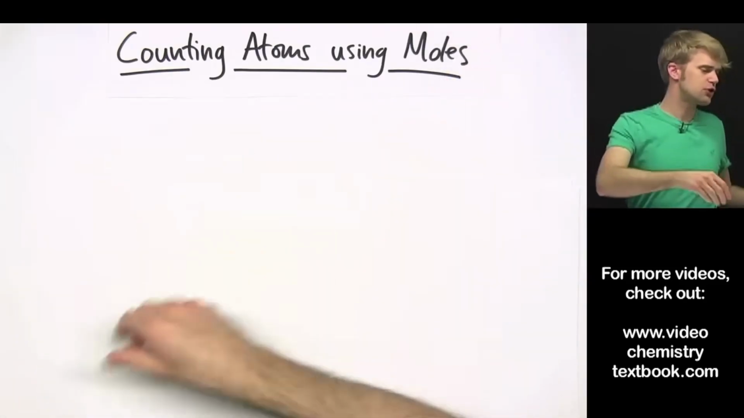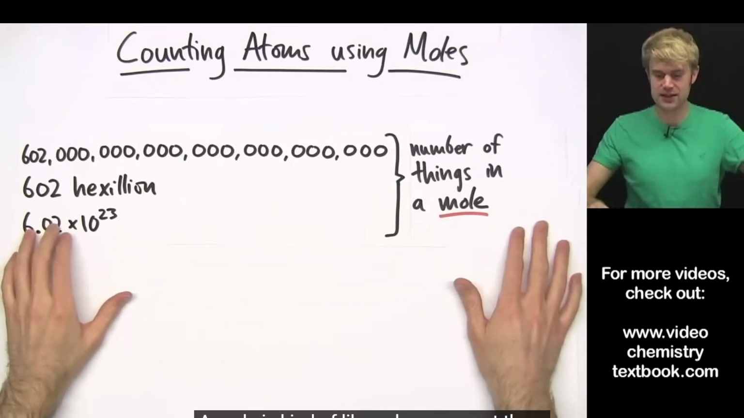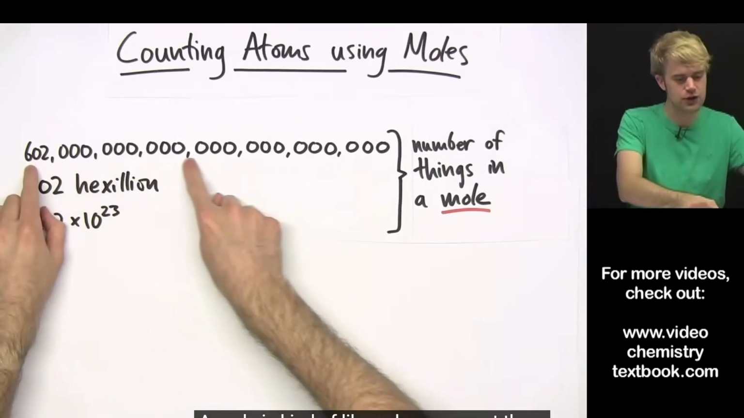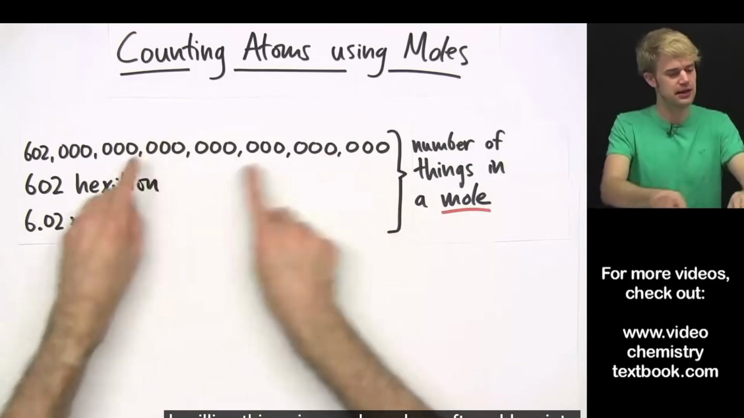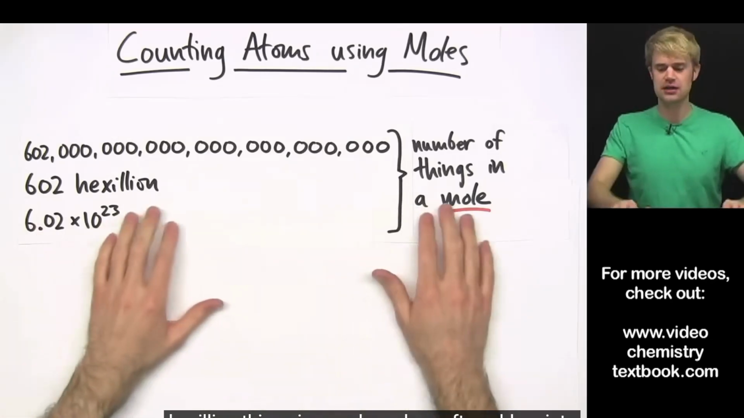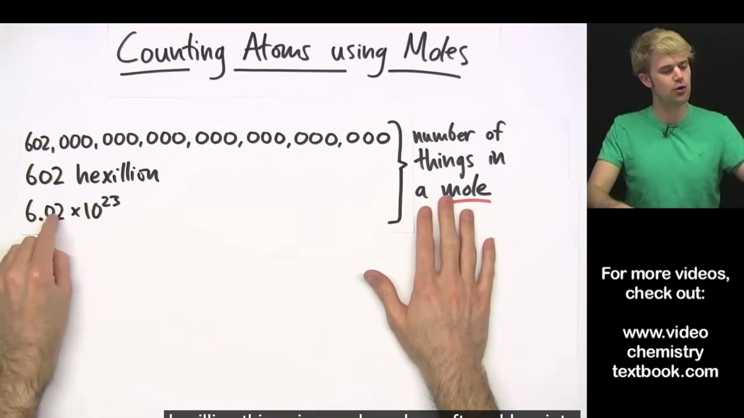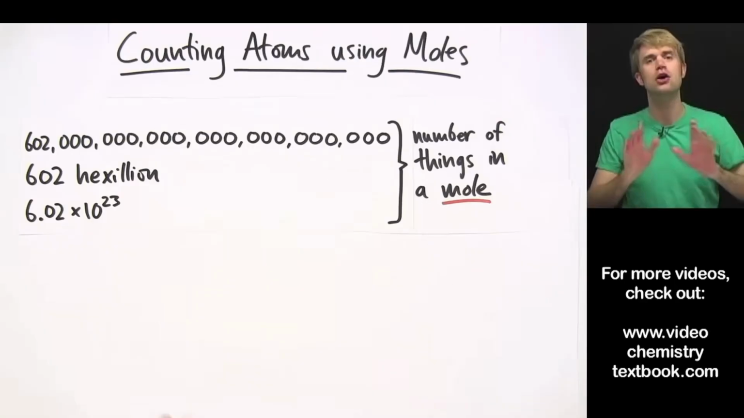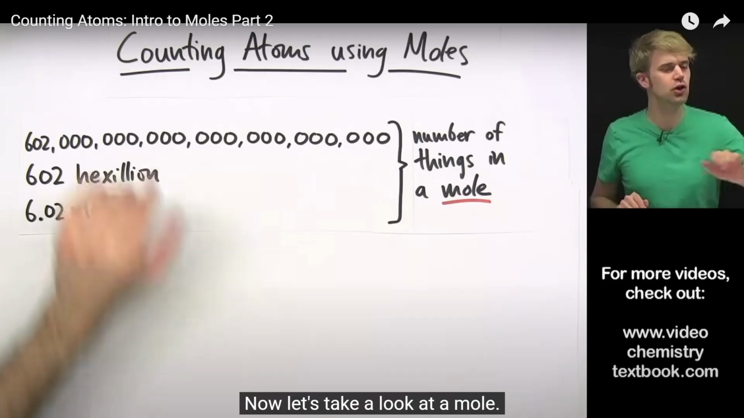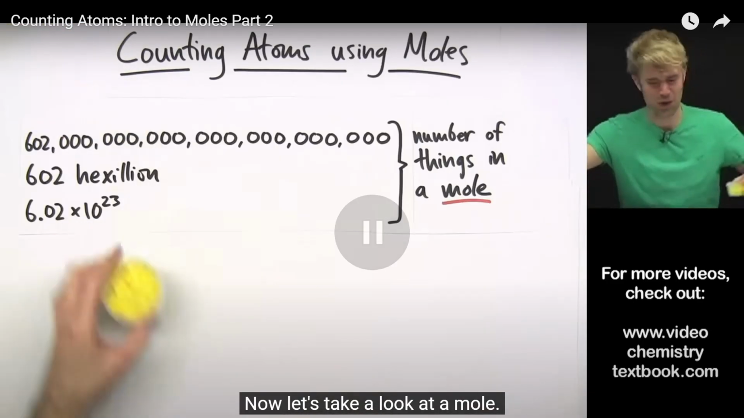So, just a quick review of moles. A mole is kind of like a dozen, except there are 12 things in a dozen, and there are 602 hexillion things in a mole, and we often abbreviate this number in scientific notation as 6.02 times 10 to the 23rd. Now, let's take a look. All right, so just take a moment and fill in 602 hexillion and 6.02 times 10 to the 23.